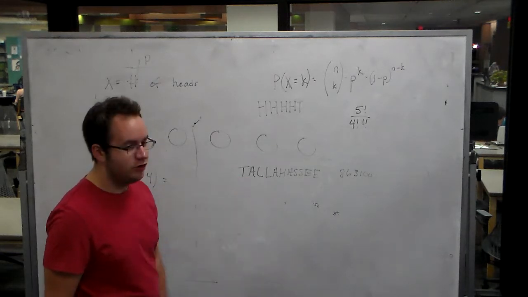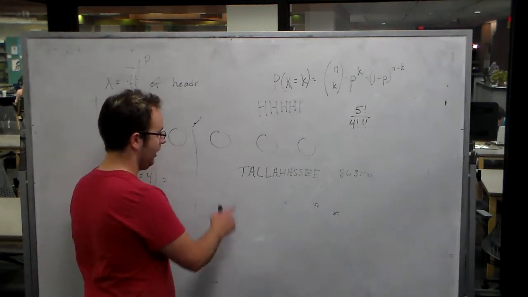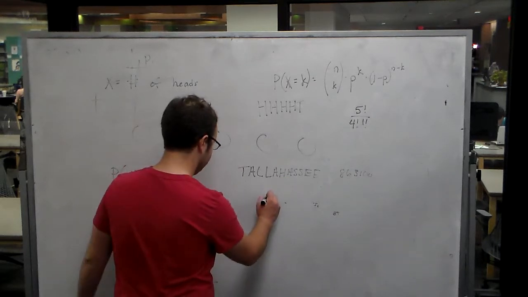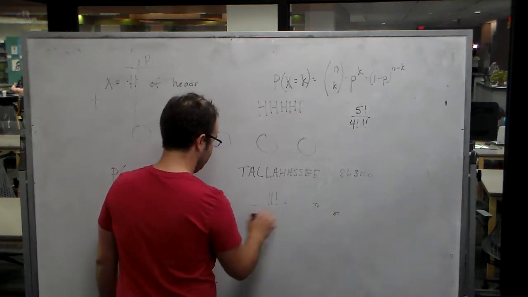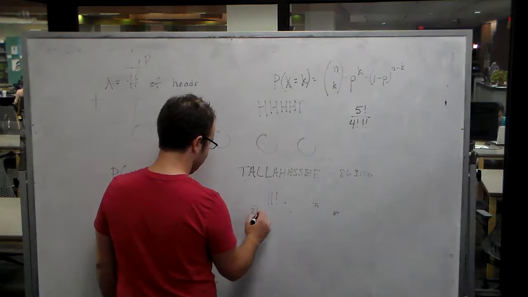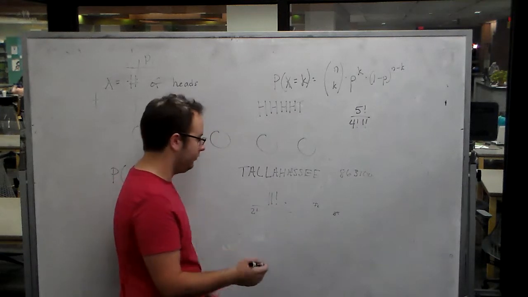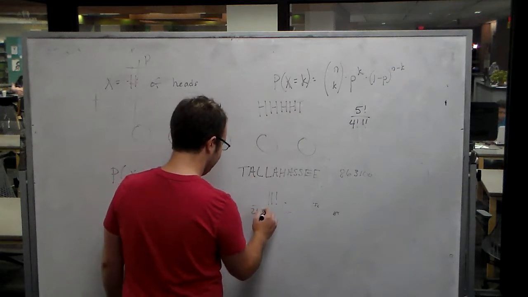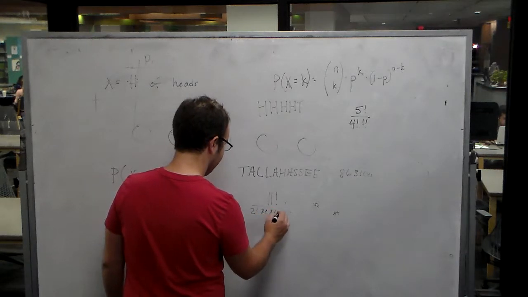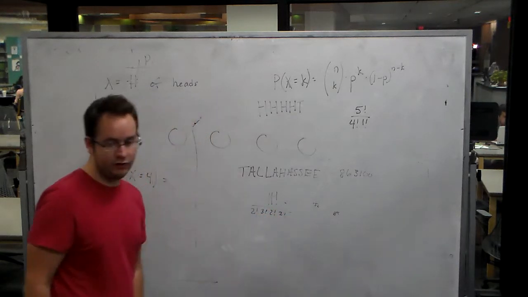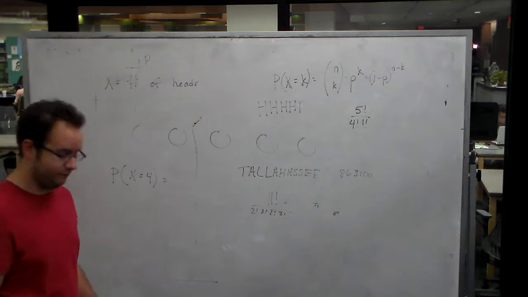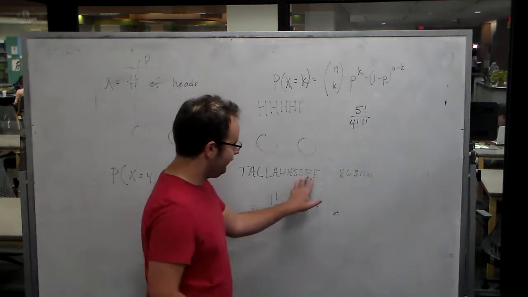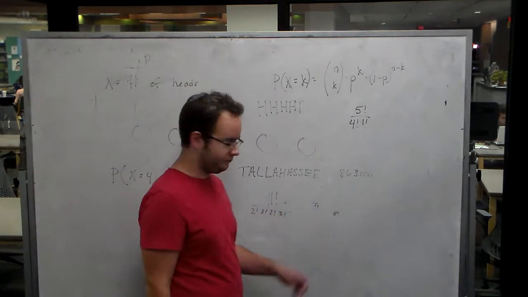How many rearrangements are there in the word Tallahassee? Well, how many letters are there total? 11. Then I have to count how many repeats. We got 2 L's. 2 factorial is just 2. We still write factorial for completeness. We got 3 A's, 2 S's, and 2 E's. And that would be the number of rearrangements of the word Tallahassee. Make sense? Distinct rearrangements, right? Because if I switch the E's, you won't notice a difference.